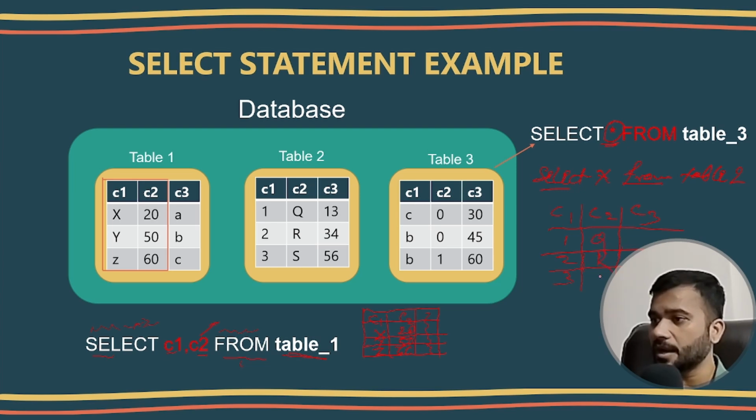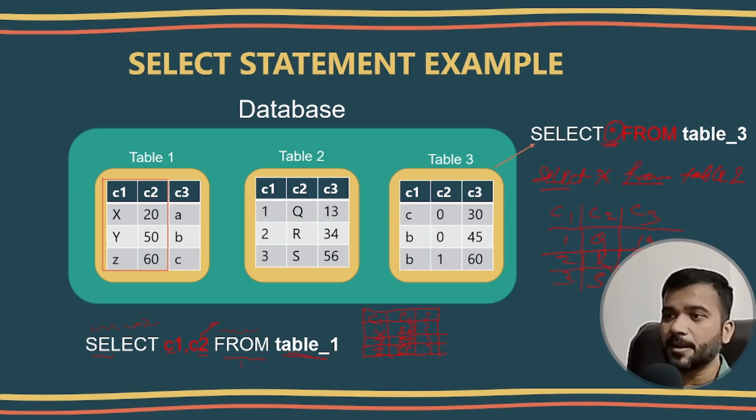Q, R, S, 13, 34 and 56. So it will return all the data. So that's how the select statement works. Now let's go to pgAdmin and practice the same.